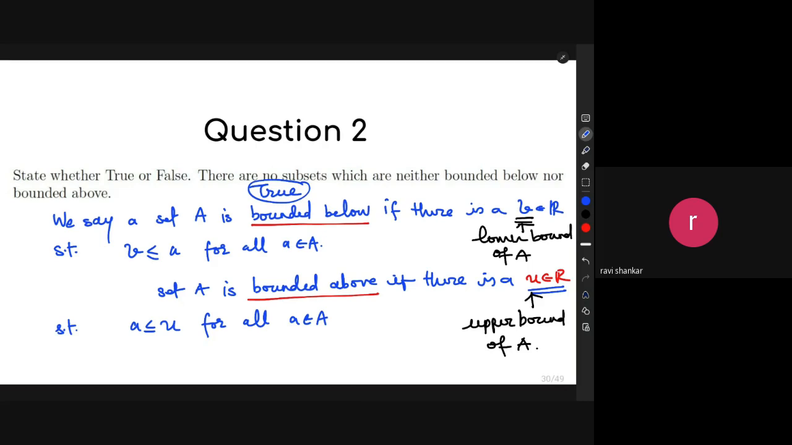So in other words, this sentence can also be thought of as: there are subsets which are either bounded below or bounded above. Okay, because negation is coming twice in this statement, this is also equivalent to saying that there are subsets which are either bounded below or bounded above. Correct, you correctly pointed out.